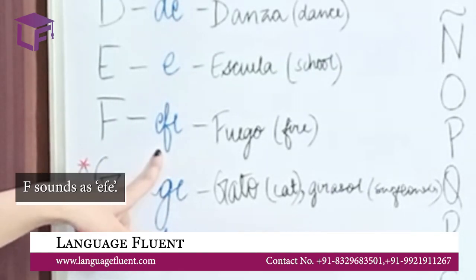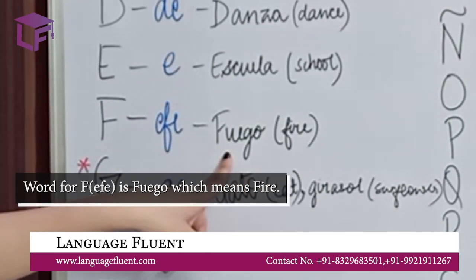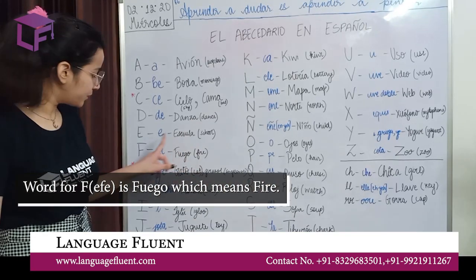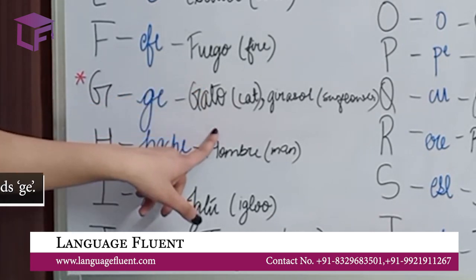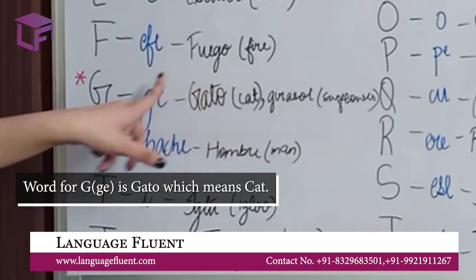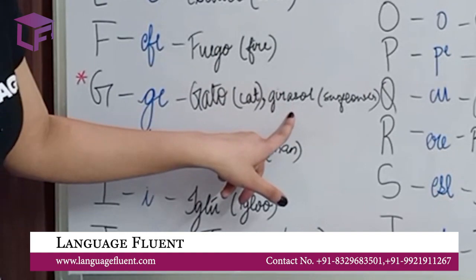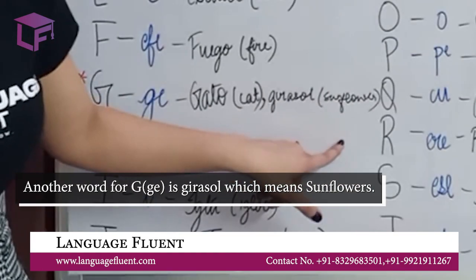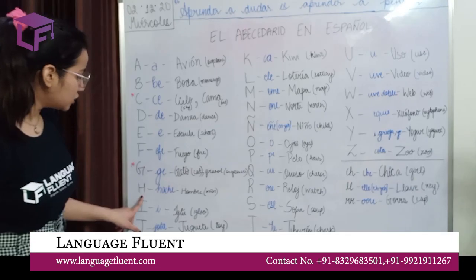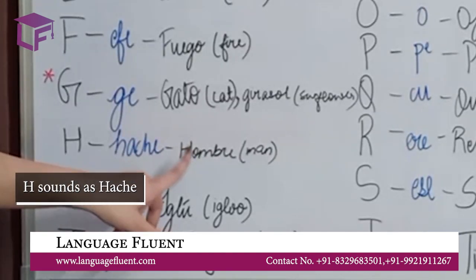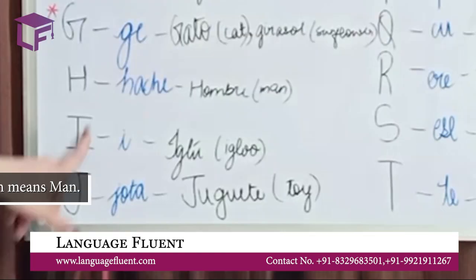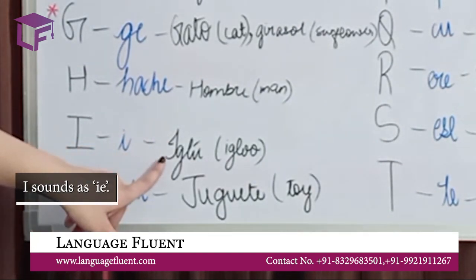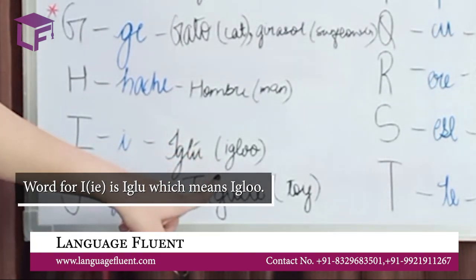F de fuego, which means fire. G de gato, which means cat. And G de girasol, which means sunflower. H de hombre, which means man. I de igloo, which means igloo.